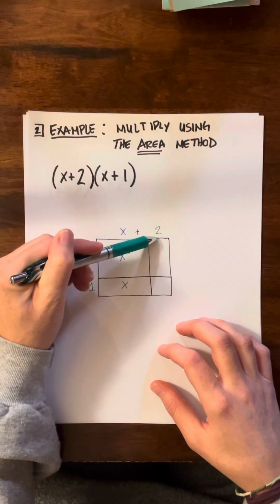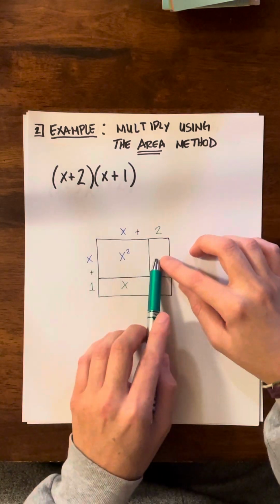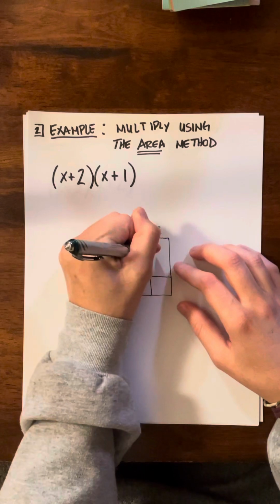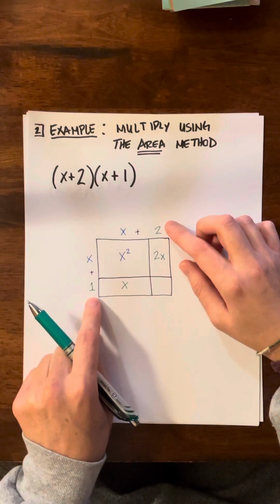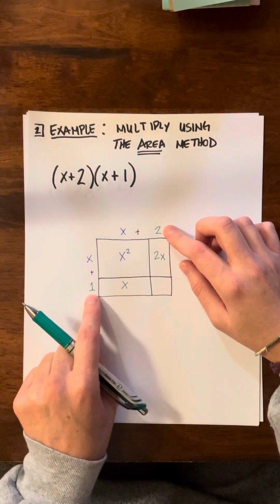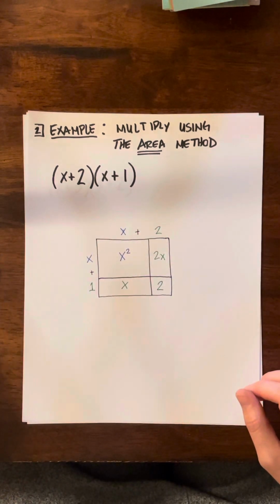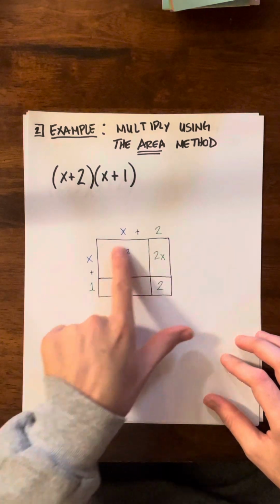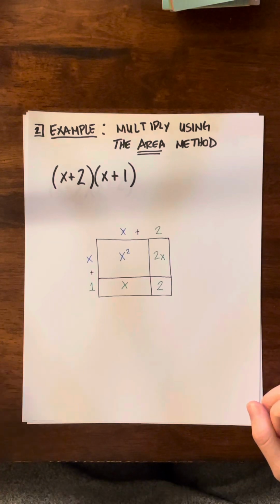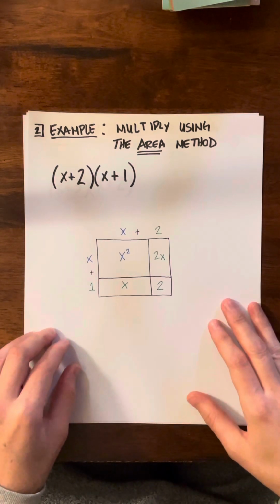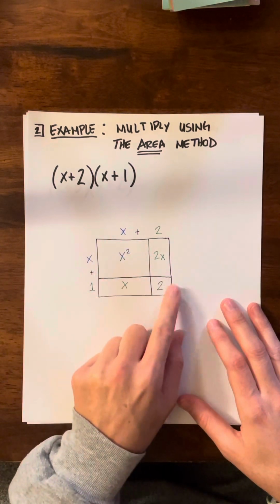Now we're going to move on to our 2. Over here, we have 2 times x, which makes 2x. It is positive, so it is going to be a positive 2x. Now we work with our next number, and we have a positive 2 times a positive 1, which makes a positive 2. Now we're going to use our area model to make our quadratic expression. How we do that is we start with our biggest shape, and then we move down to our smallest shape.